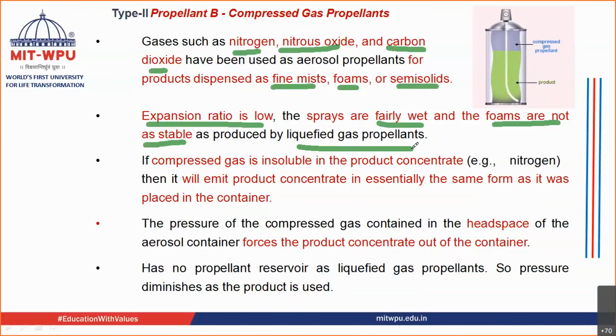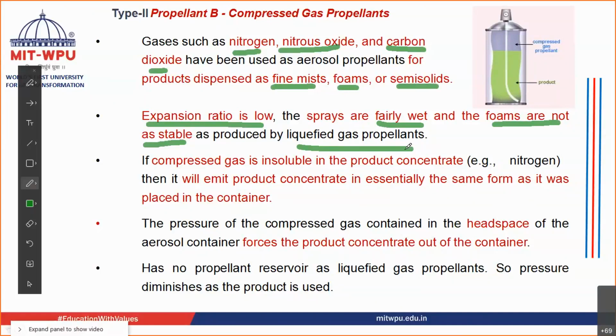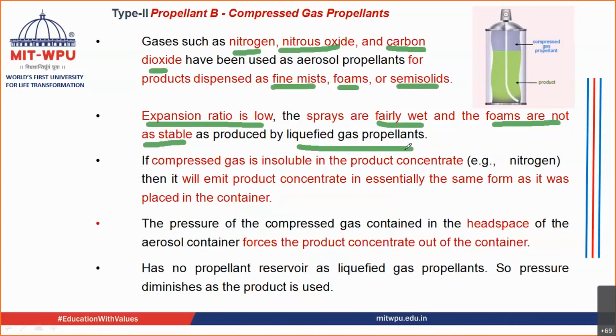The second thing to remember is that these compressed gases are insoluble in the product concentrate, for example nitrogen. It will emit the product concentrate essentially in the same form as it is placed inside the container. So if you have liquid, it is going to emit in the form of liquid only. Like in the case of CFC, you had an emulsion, and this emulsion was emitted in the form of foam. Here this does not happen. It is just a gas. It is going to press on the product, and the product is going to get emitted.